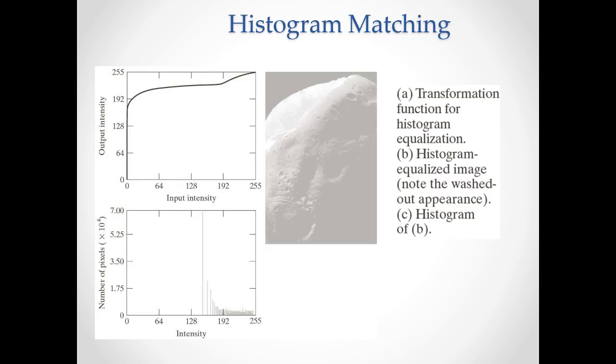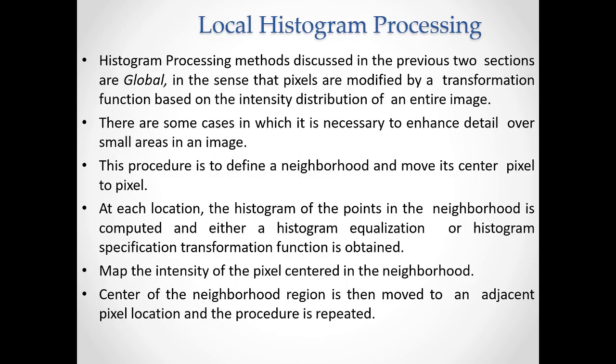After performing histogram matching, the image is clearly visible. If you compare these two images, this one has clear visibility. This is one of the examples of histogram matching. This is about histogram matching. Hope you have understood the topic. Thank you.